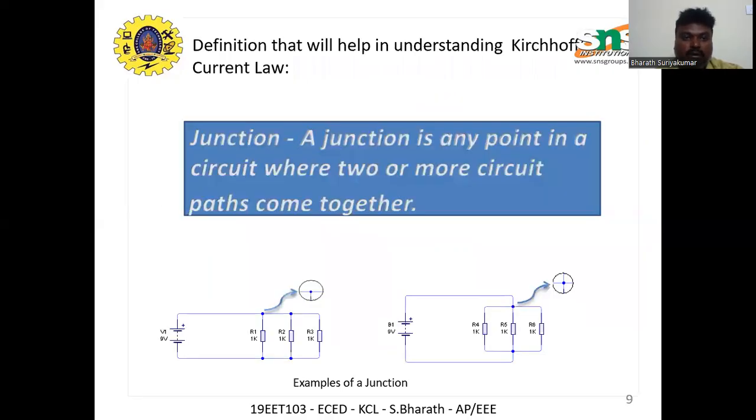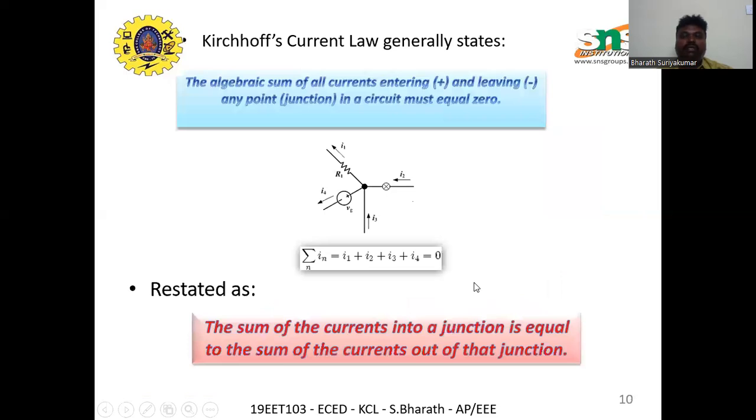What is this Kirchhoff's current law? A definition will help in understanding it. A junction is any point in a circuit where two or more circuit paths come together. Here is an example of Kirchhoff's current law. There is a voltage source, three resistances, and a junction point. At a junction point, the sum of all the currents is equal to zero. That is another statement of Kirchhoff's current law.